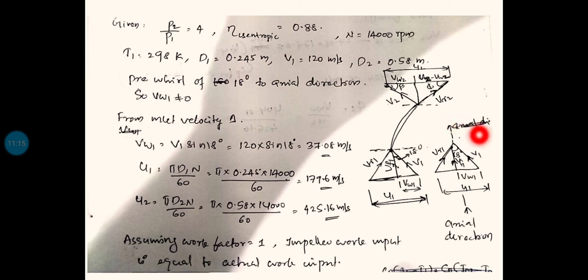For clarity, I have drawn it again here, so you will have a clear idea. This is VR1, this is V1. The closing edge between VR1 and V1 is U1. The horizontal component of V1 is VW1, and the vertical component is VF1. And this angle is 18 degrees, since pre-whirl is 18 degree to the axial direction. Okay, that's all about the inlet velocity triangle.